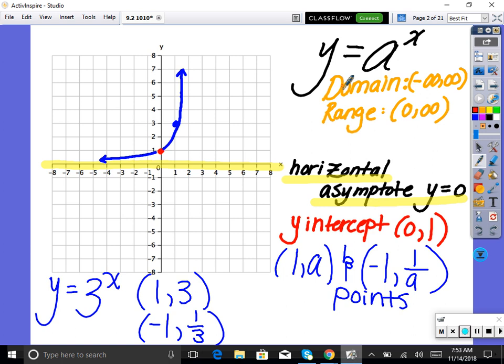Now our y-intercept, where it crosses the y-axis, is always when x equals 0. So no matter what, think about it. If I plug in 0, I'm going to get a 1, right? (0, 1). So that will always happen.